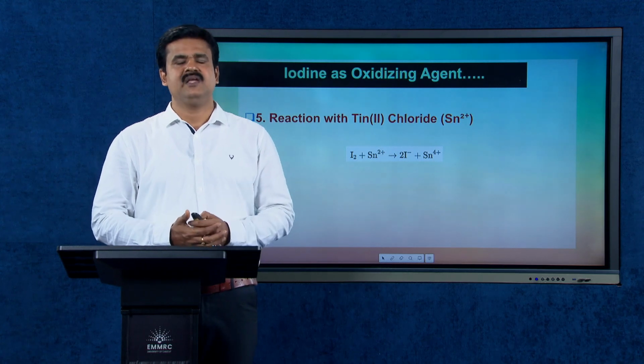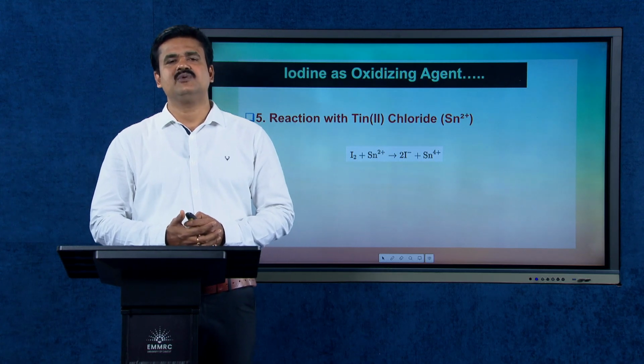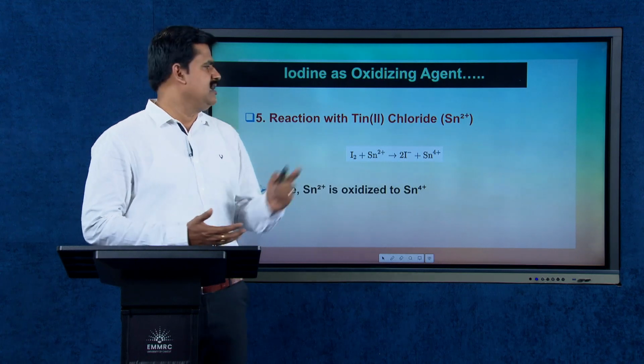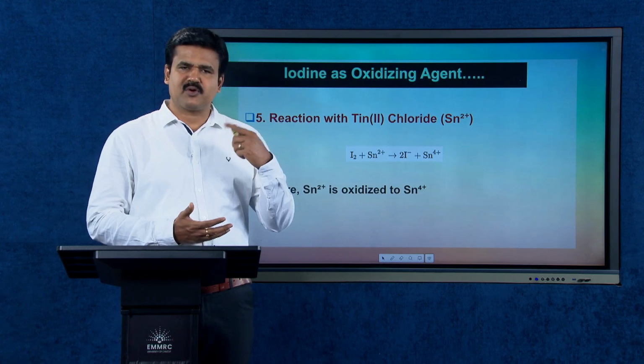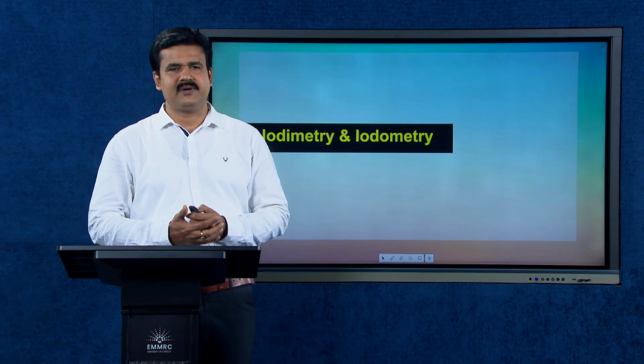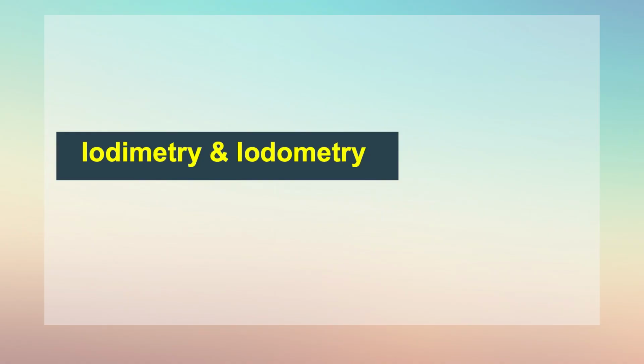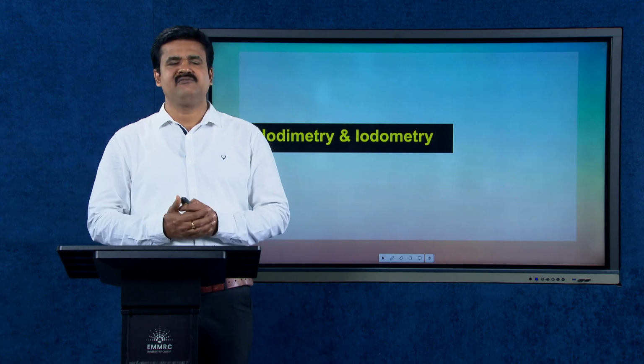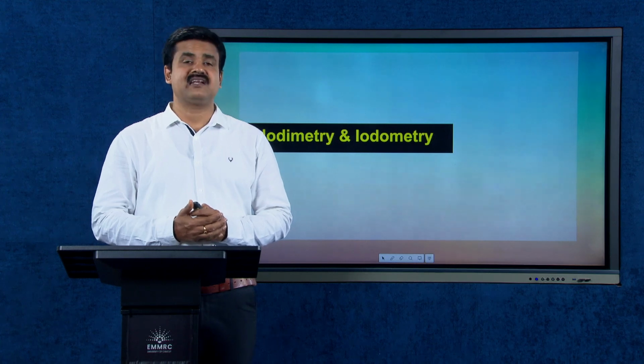At the same time, Sn2+ is oxidized to Sn4+. That is, Sn4+ is produced as a result of oxidation of Sn2+ by iodine. Now we are discussing iodimetry and iodometry. In general, we are studying volumetric analysis.